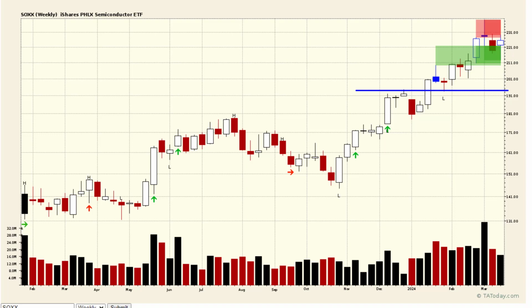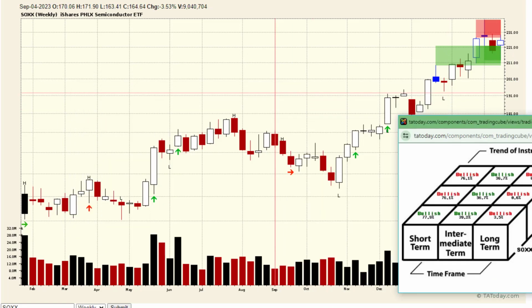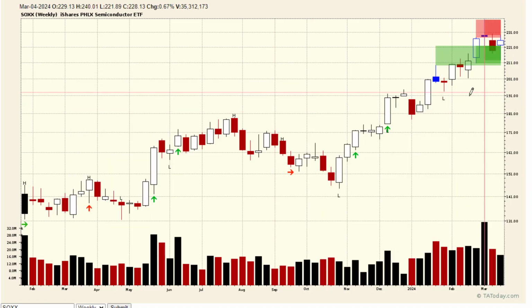I would be looking for this thing to make its way down to this area and attempt to break that swing point low. Now if I pull up the trading cube here, I can see that, yeah, it needs to reset on the daily. That's going to happen for sure, I believe. It doesn't need to reset on the weekly. And the fact that it doesn't need to reset on the weekly says that the swing point low we were just looking at right here doesn't have to break, at least not right now.